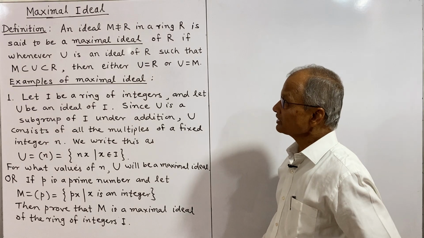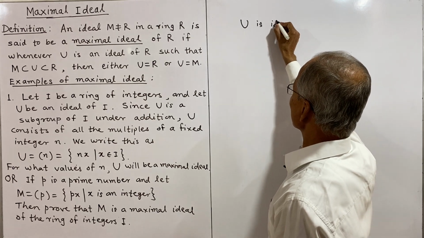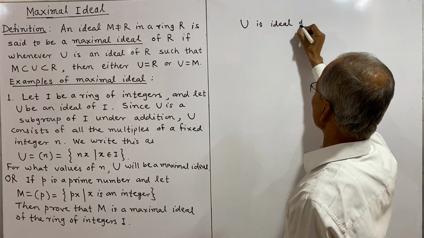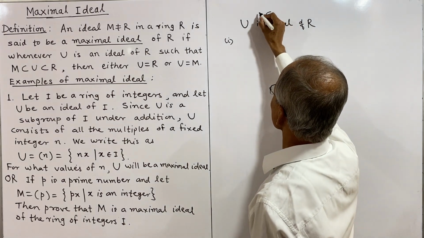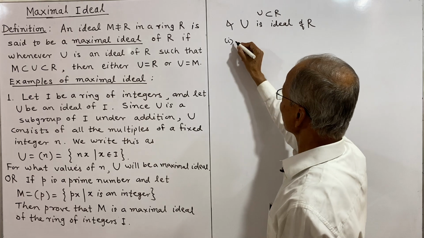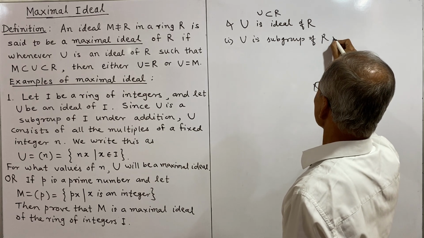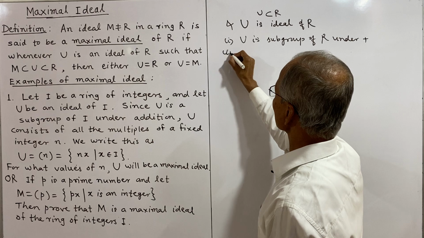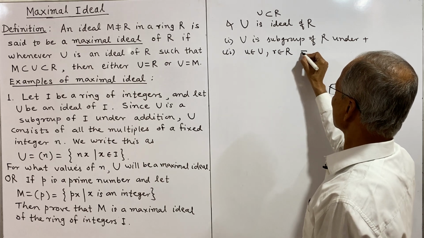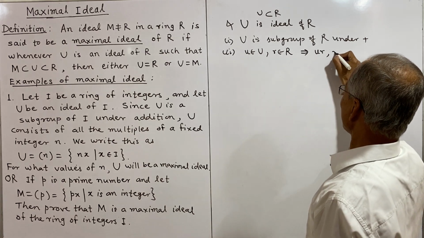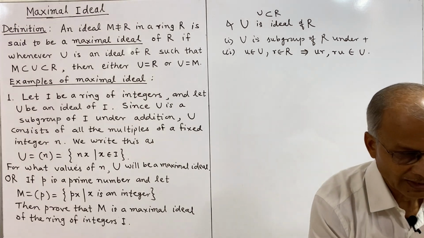We know that if U is an ideal of a ring R, this definition we have studied in our earlier lecture. Ideal of R if there are two conditions. First, U is a subset of R, and U is ideal of R if U is a subgroup of R under addition. And second condition is for every u belongs to U, r belongs to R, this implies ur and ru both are in U. So this is the definition of ideal of a ring, and it has two conditions.